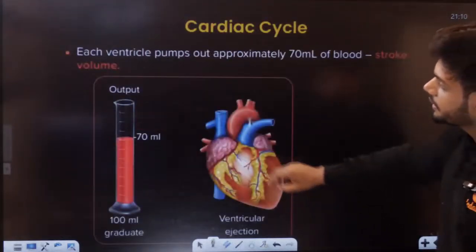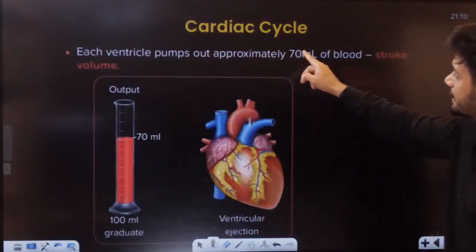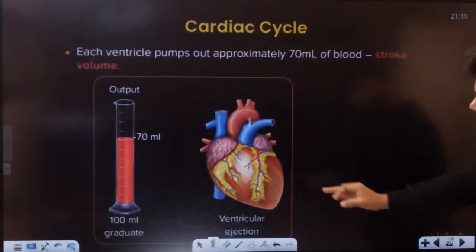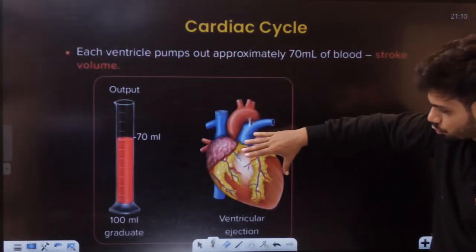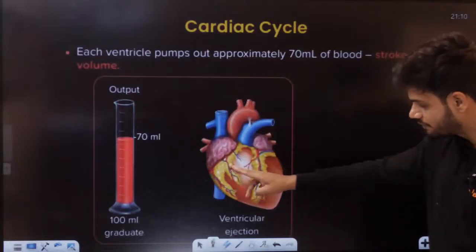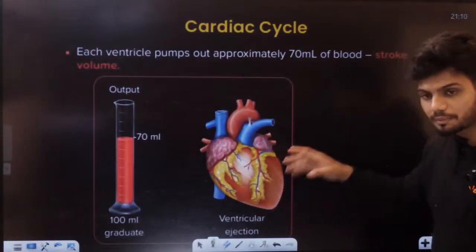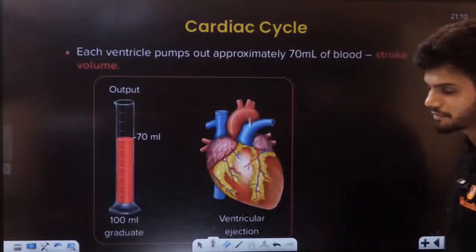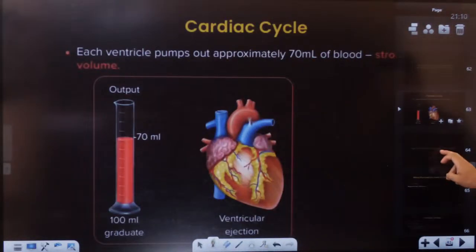See here. Each ventricle pumps out approximately 70 ml of blood, that is called a stroke volume. So each ventricle, left ventricle and right ventricle, both of them are giving 70 ml, students. Okay, 70 ml blood is given.